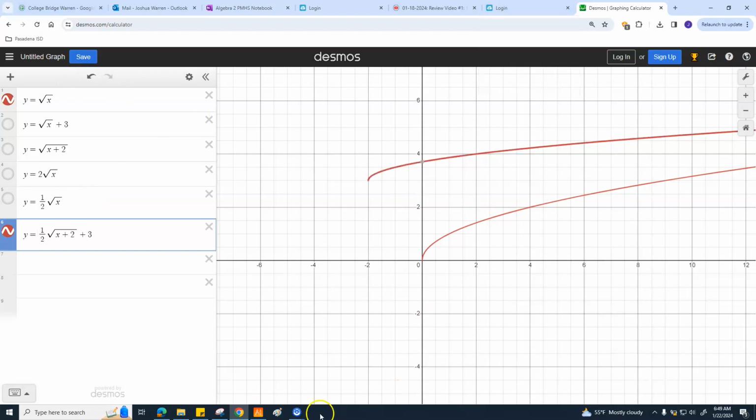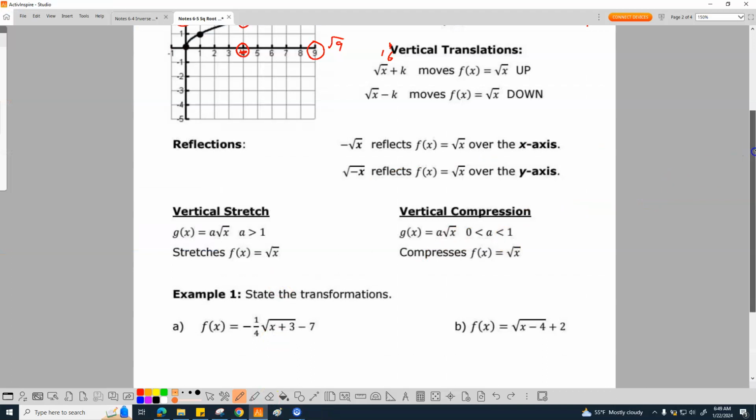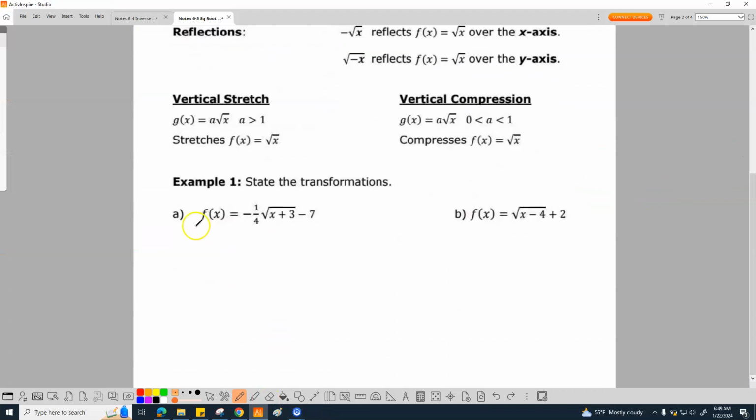So why am I telling you that? Because we're going to have to basically talk about the transformations on this. So let's talk about it. Based on what you just learned, and you may not realize this, but you now have the skills with the videos to answer this. What are the transformations?